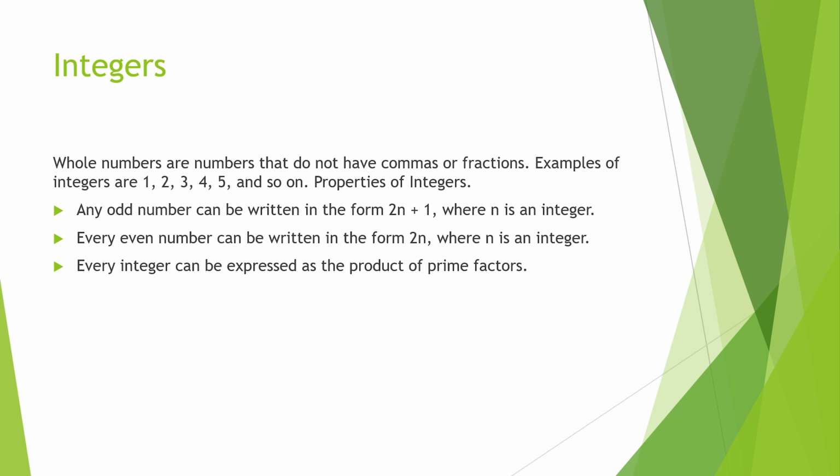Properties of integers. Any odd number can be written in the form 2n plus 1, where n is an integer. Every even number can be written in the form 2n, where n is an integer. Every integer can be expressed as the product of prime factors.